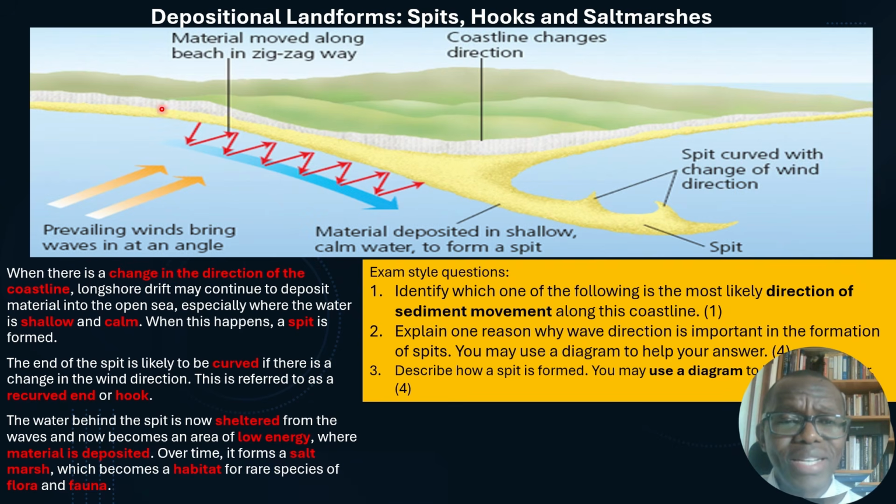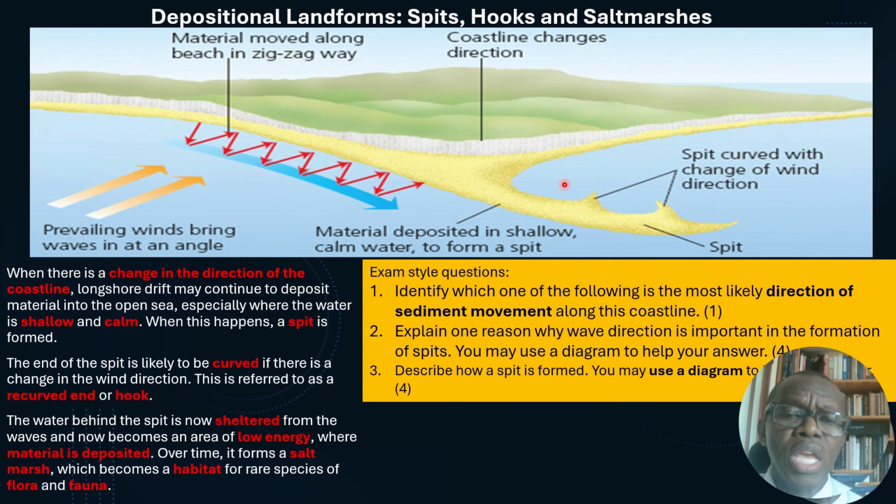Now, as that sand is moved along the coastline, you may end up having the coastline changing, or coming to an end, because as you can see here, the coastline comes to an end and then it changes and moves on to this other side. Now, that would lead to a change in the wind, not the direction, but the angle at which that wind is arriving at that particular coastline.